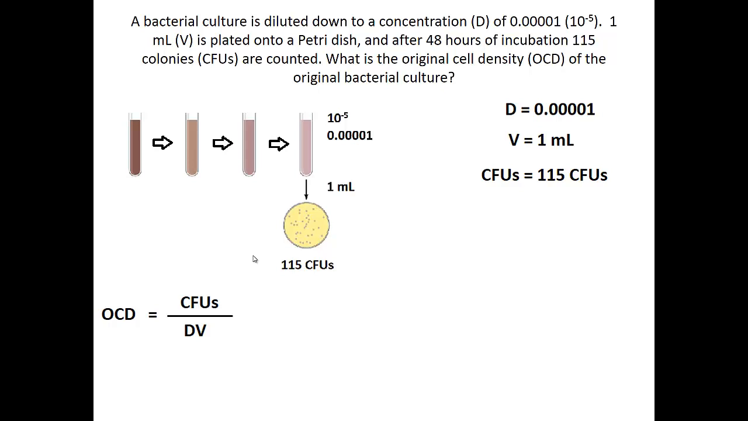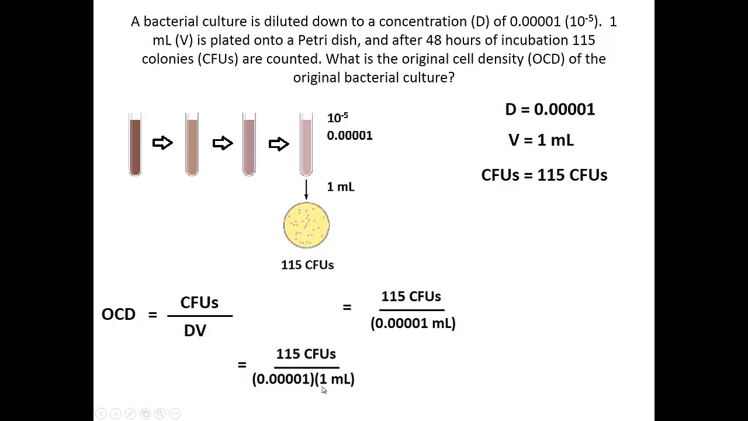So write those down. Now we're just going to take the variables and put them into this equation. So 115, and the units for CFUs are CFUs, so it's a redundant unit. The D value has no units, it's just a decimal. Then we're going to put that in parentheses with our volume next to that, which has units of milliliters. So we have 1 milliliter. Next, you want to multiply out the bottom units so that you don't try to do this in one step. We take the D value, multiply that by the V value, and then carry that over to the next step.